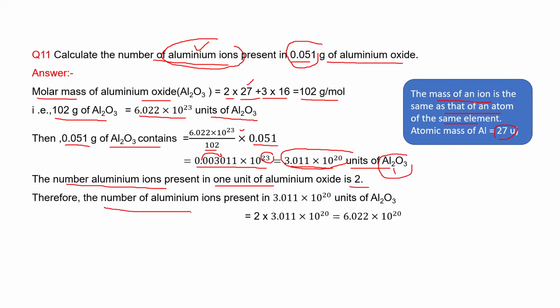Therefore, the number of aluminium ions present in 3.011 into 10 to the power 20 units of aluminium oxide is equal to 2 into 3.011 into 10 to the power 20, and this is equal to 6.022 into 10 to the power 20.